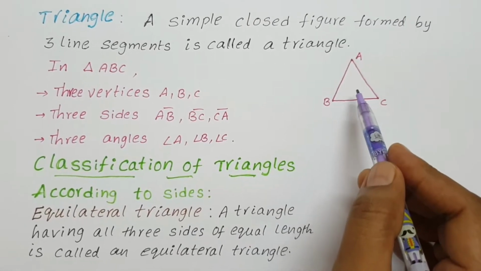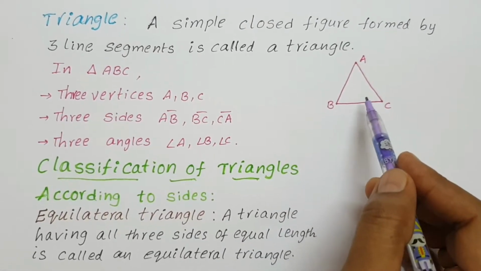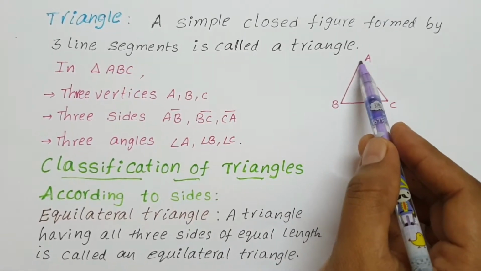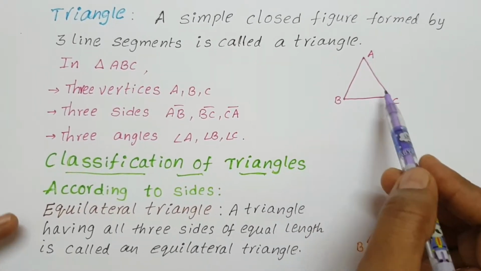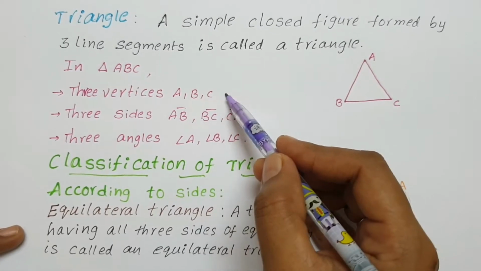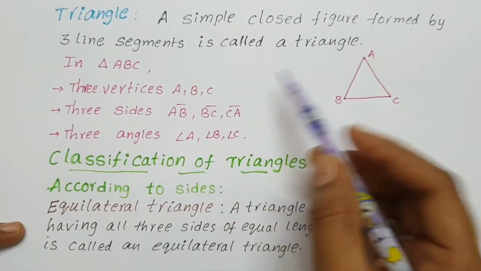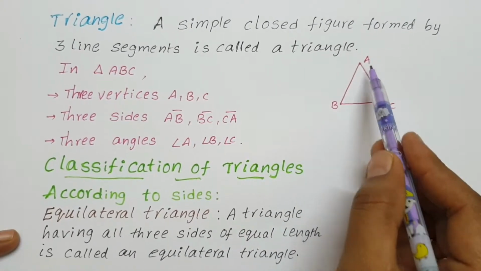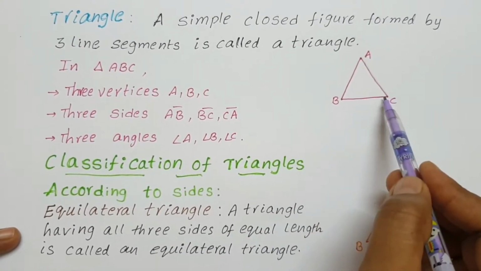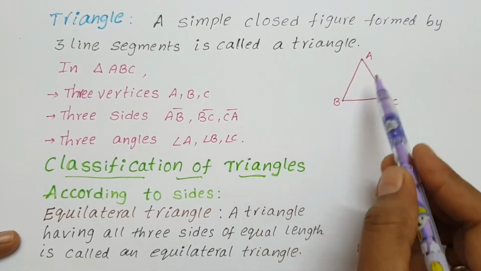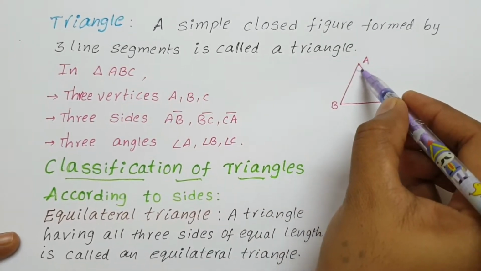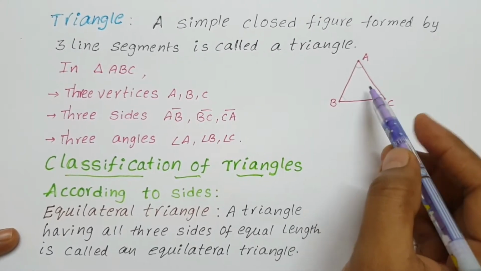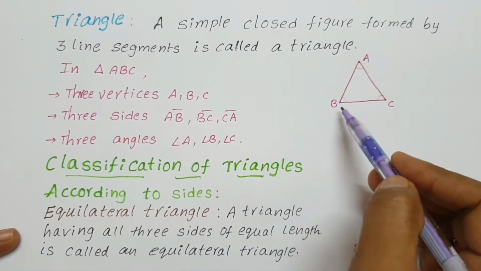A triangle has 3 vertices, 3 sides, 3 angles. What are the 3 vertices? The corners A, B, C. These are the 3 vertices of the triangle. Next, the 3 sides: AB, BC, CA. These are the 3 sides of a triangle. Next, the 3 angles: angle A, angle B, angle C. These are the 3 angles of triangle ABC.